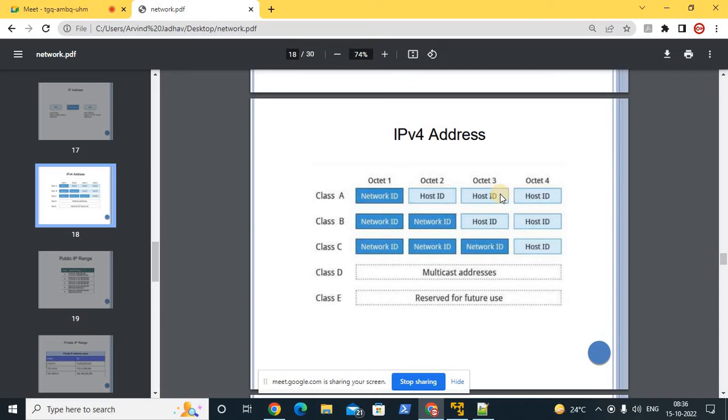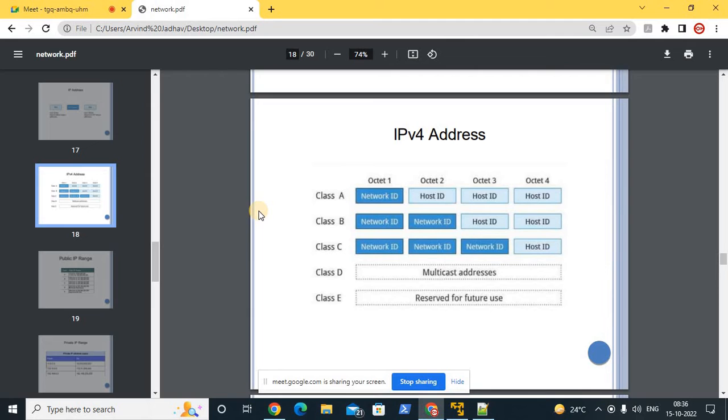See, host ID means whenever I connect to the internet, I will get some IP address like 192.168.1.10. So this one is my host ID. By using that IP, I am connected to the network. So we can change these last 3 IDs in class A.